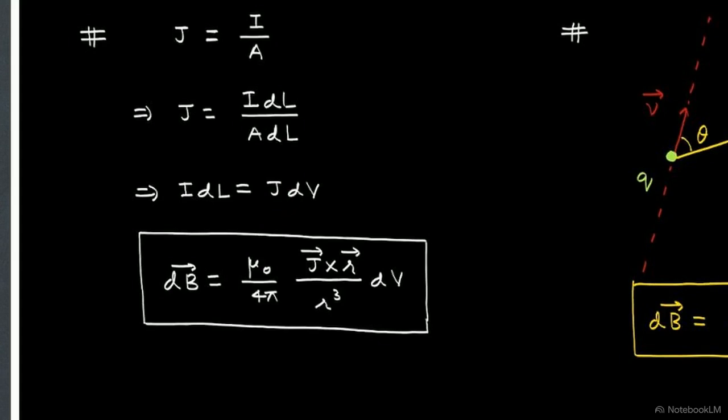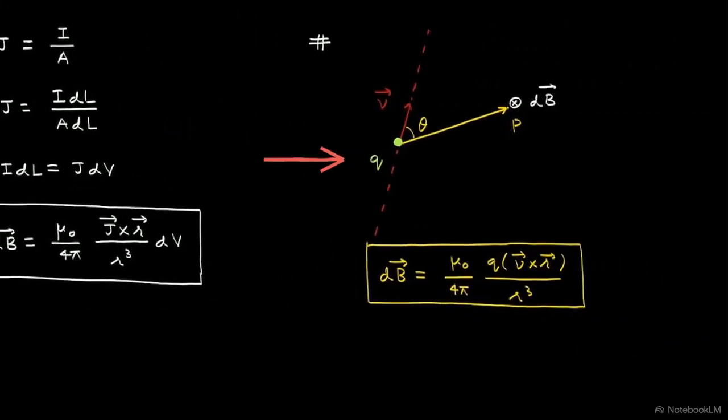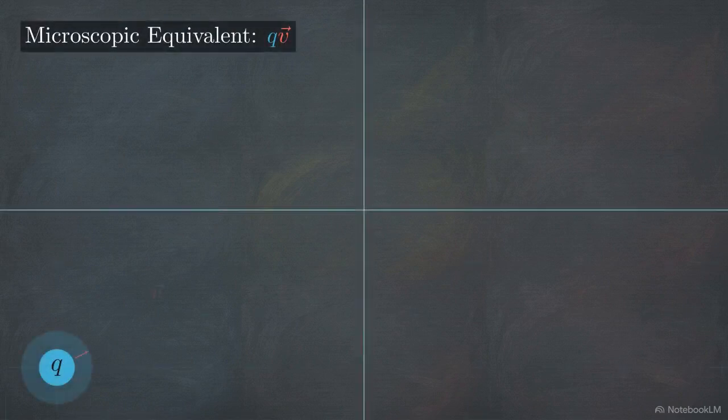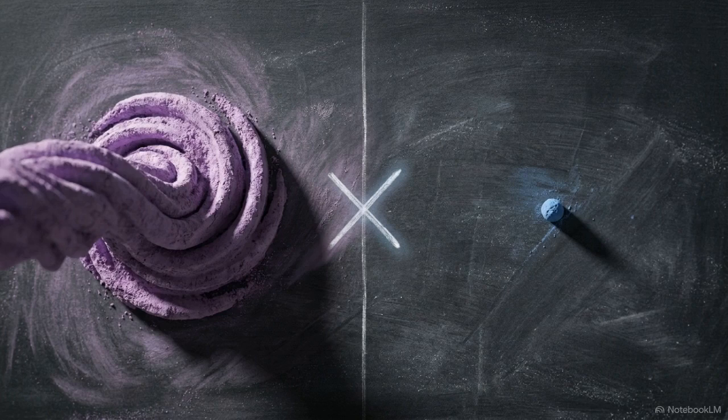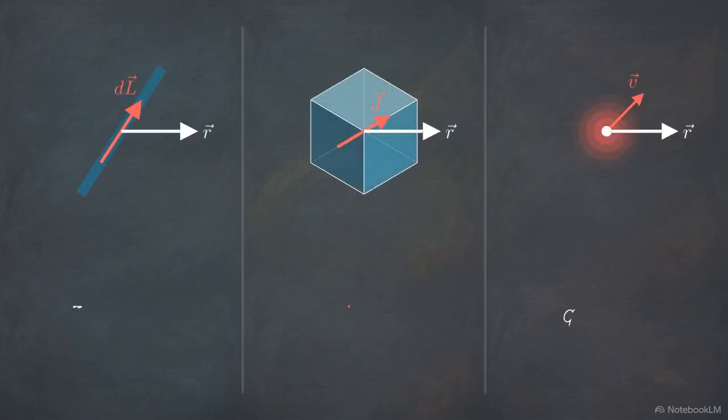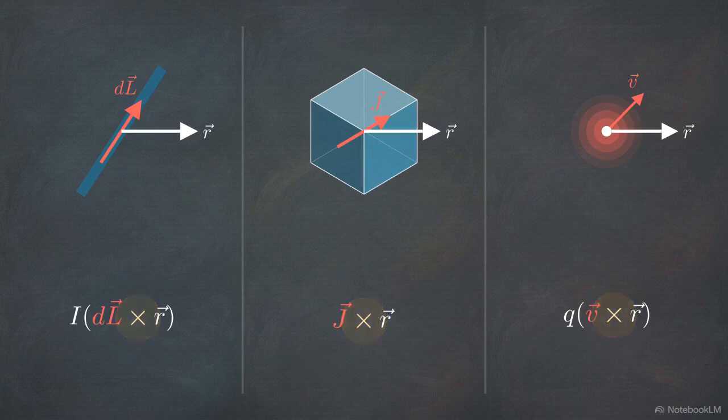We can shift focus further to the microscopic limit, stripping away the wire to look at a single isolated particle. Here, the current element is represented by a single charge, Q, moving with a velocity vector, v. This point charge equation shows that the cross product of velocity and position dictates the field, just as it did for the macroscopic wire. From massive plasma volumes to individual electrons, the geometric architecture connecting motion to magnetic fields remains invariant. Placing these manifestations side by side reveals their shared mathematical structure. The cross-product engine is the constant across every scale.